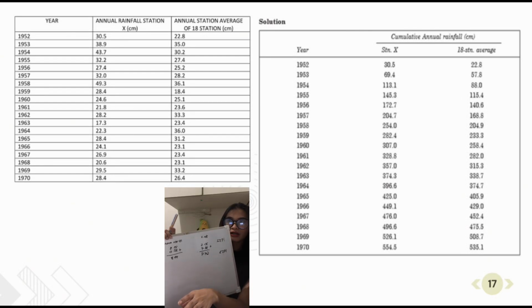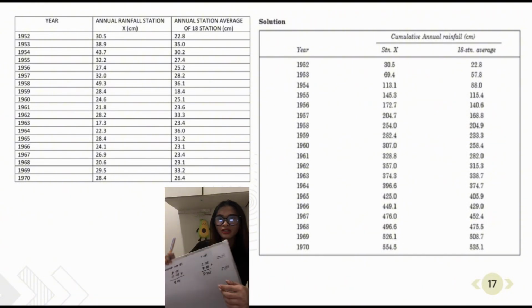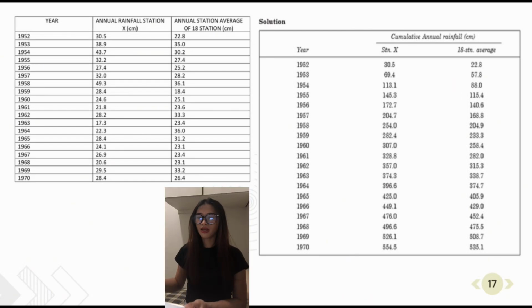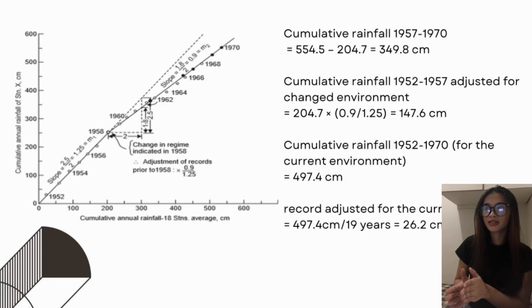given records of the annual rainfall at the station and the annual station average of 18 stations. To solve that, we will just add the given data every year. As you can see in the graph, we have changes starting in 1958, and there's a change in the slopes.